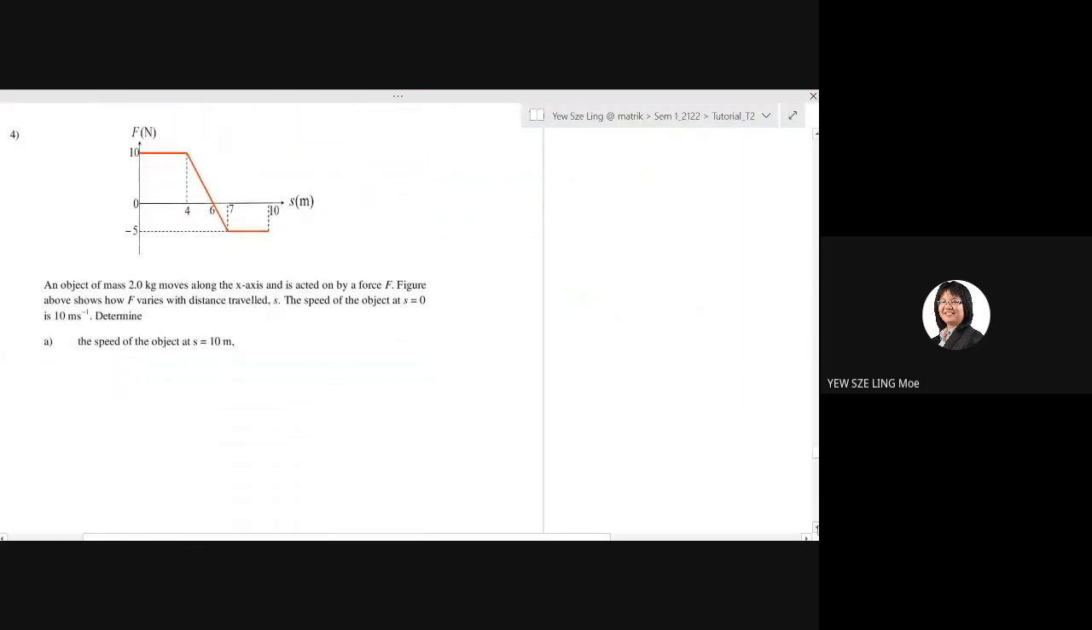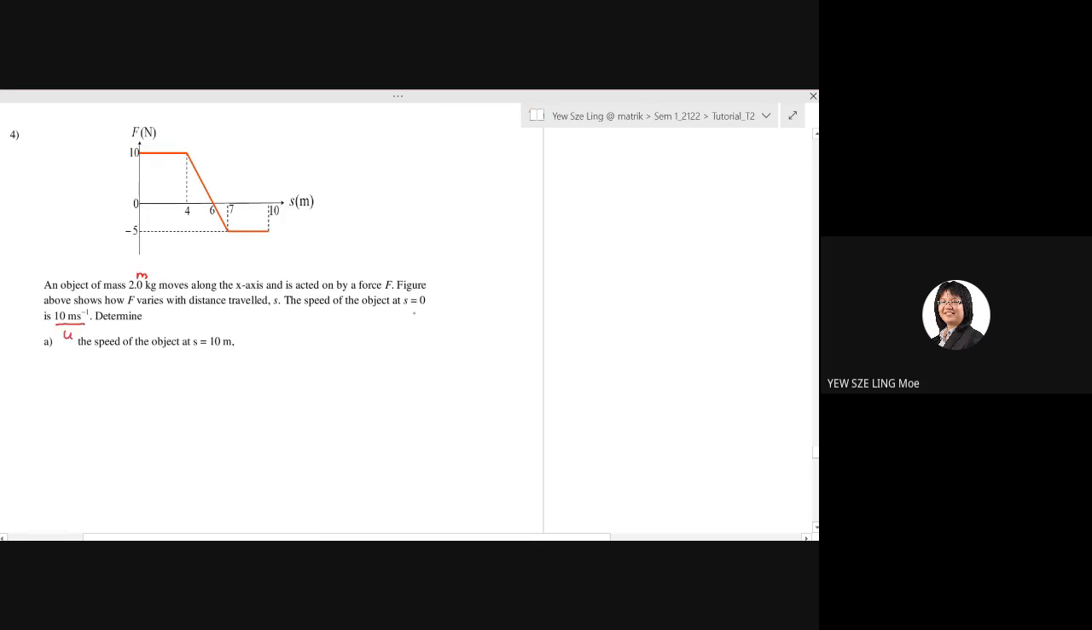Okay, now question 4. An object of mass 2 kg moves along the x-axis and is acted on by a force. The figure above shows how the force varies with distance traveled. The speed of the object at s equals 0 is 10 meters per second. So this is your initial velocity u.